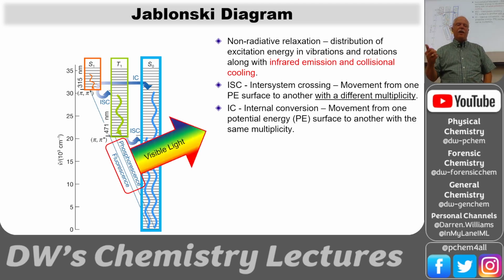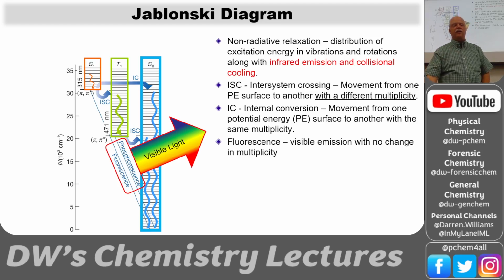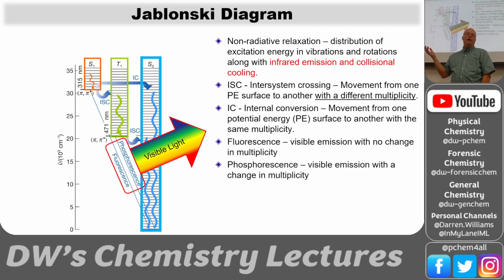So visible light can come out in both phosphorescence or fluorescence. And if it's fluorescence, there's no change in multiplicity. And if it's phosphorescence, there is a change in multiplicity. So that's the Jablonski diagram.